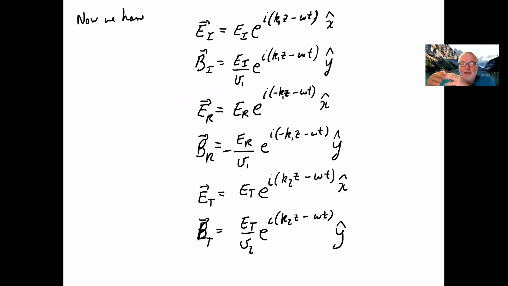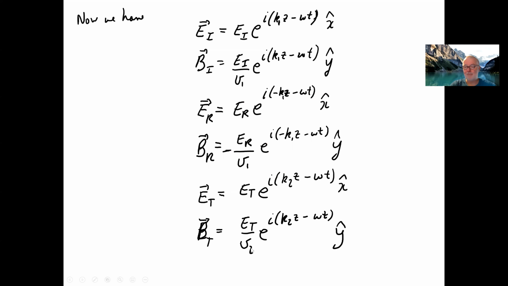B_I is equal to E_I over v1, e^{i(k1 z − ωt)} ŷ. And then E_R is equal to E_R e^{i(−k1 z − ωt)} x̂. B_R is equal to −E_R over v1, e^{i(−k1 z − ωt)} ŷ. And then E transmitted looks like E incident because it's a right-going wave, only the amplitude is E_T, and the amplitude of the magnetic field is E_T over v2.